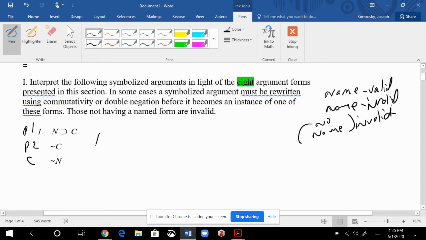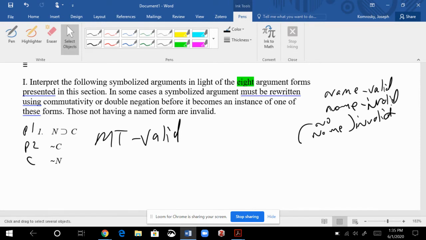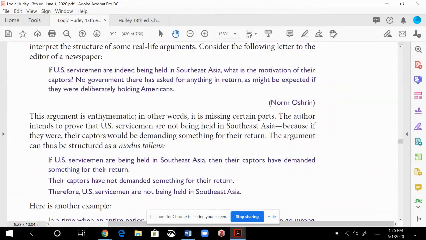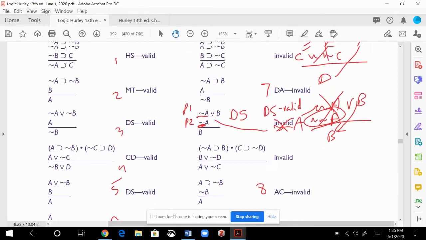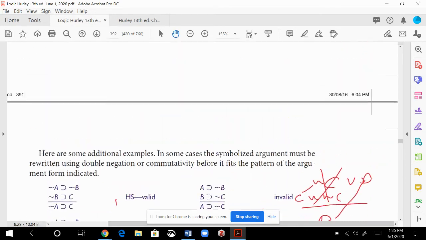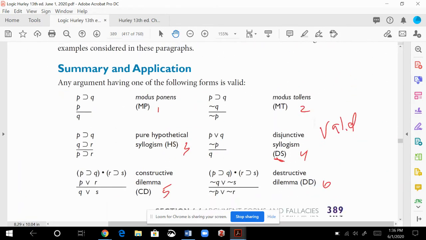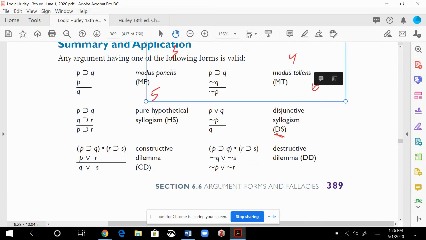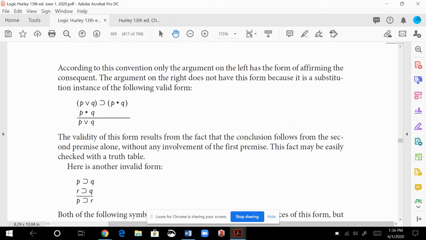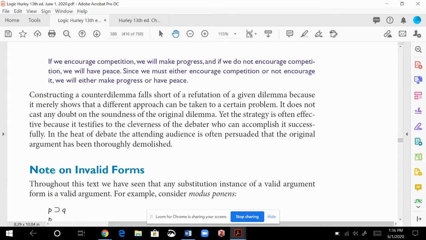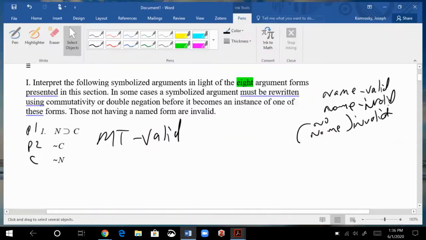What does that look like? Modus tollens, valid. Okay? If you got stuck on that, go back and look at those 2 examples. What do I mean by 2 examples? Go up to where Hurley gives you forms that you can look at, or you scroll all the way up and you can see them under Summary and Application. So you have those 2 sections. Either one is good. Or you can look at each individual form.